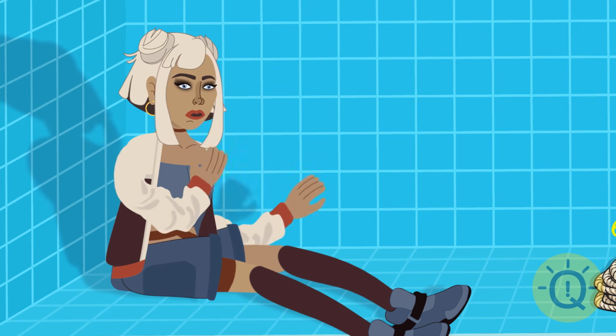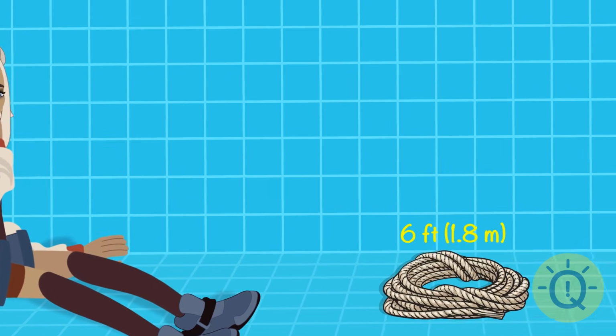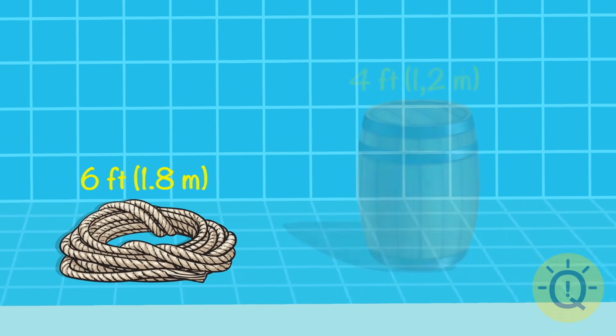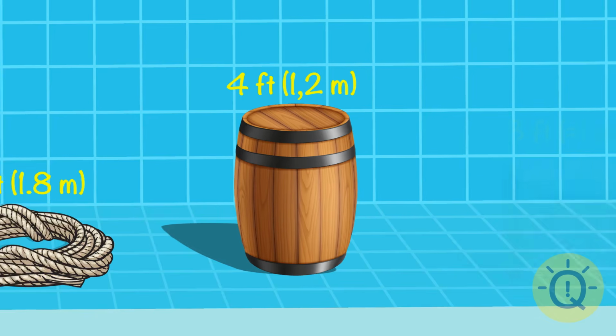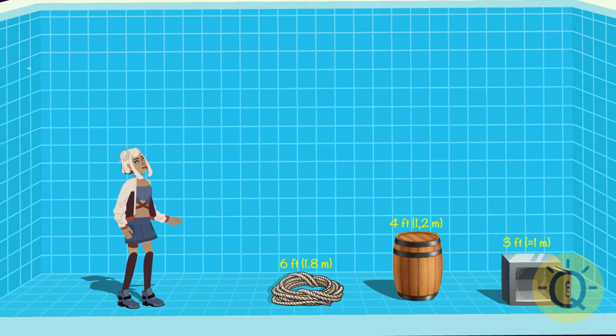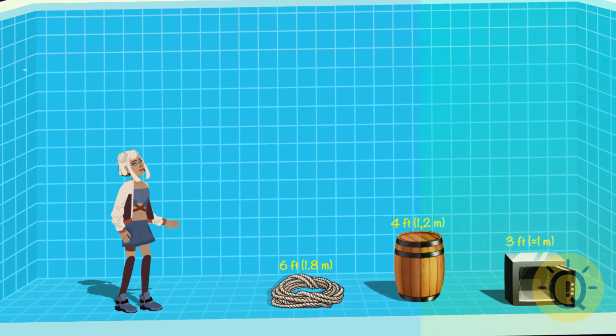Amy was scared because she was a bad swimmer. She looked around and noticed a 6-foot-long rope lying at the bottom of the pool. She also saw a 4-foot-wide wooden barrel and a 3-foot-tall metal safe. Amy was 6 feet tall, and she managed to get out of the pool safely. Can you guess how she did it?